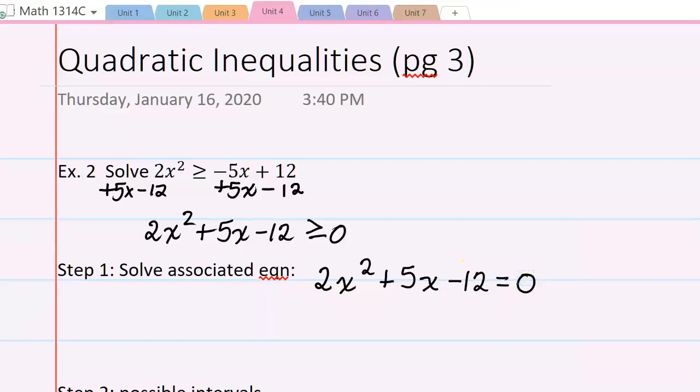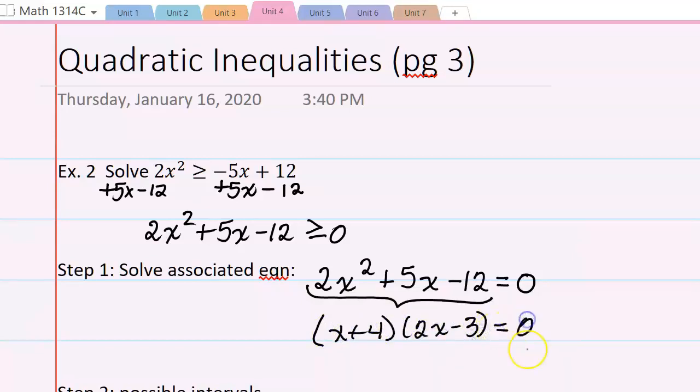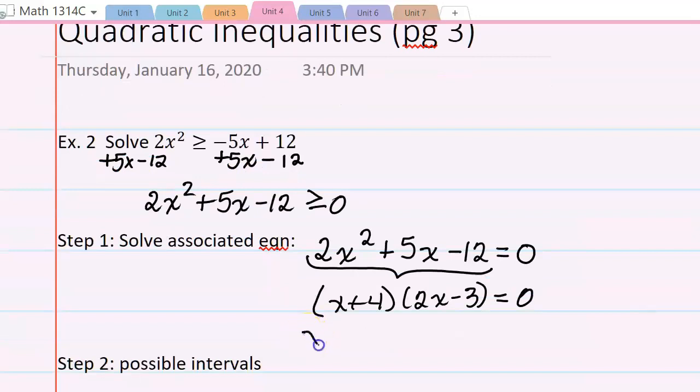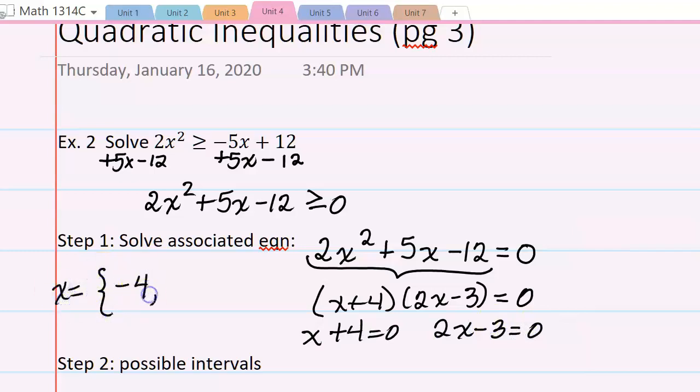We will solve this by factoring, so let's factor 2x squared plus 5x minus 12 into the parentheses of x plus 4 and the parentheses of 2x minus 3. And this is equal to 0. Using the zero product property, we can conclude that x plus 4 can equal to 0 and 2x minus 3 can equal to 0. Solving these equations, we find that x is equal to the solution set of -4 and 3/2.